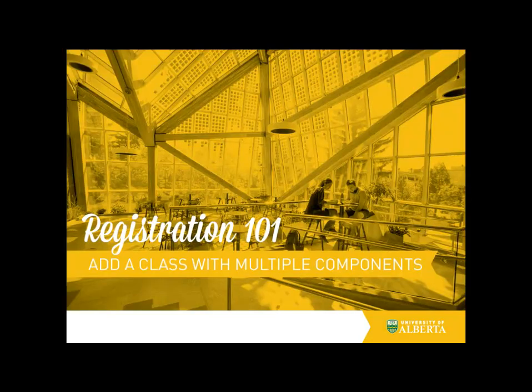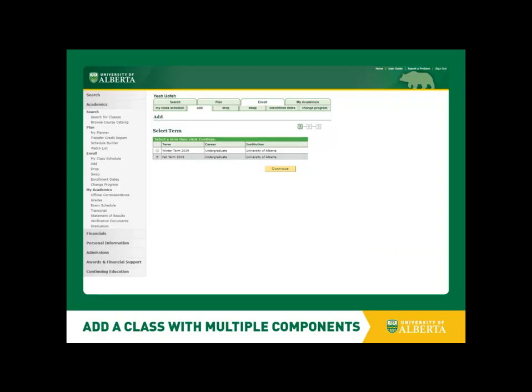Next, we are going to discuss how to add a class with multiple components. As we saw at the beginning of this presentation, some classes may include multiple components, such as a lecture, lab, and a seminar. We are now going to show you how to add a class with multiple components. The feature that we are going to use to add that class is called Add a Class. You will be able to use this feature once you are able to start enrolling.